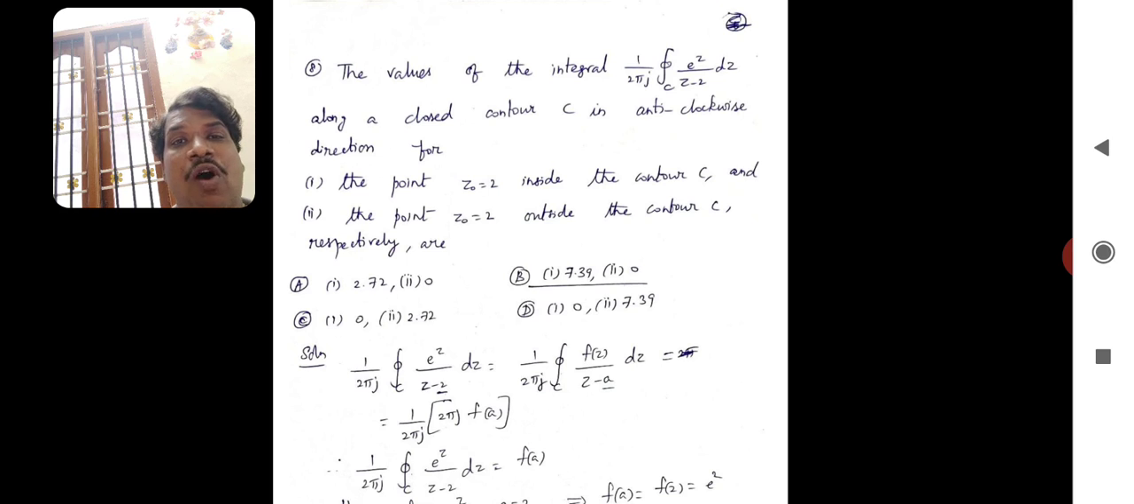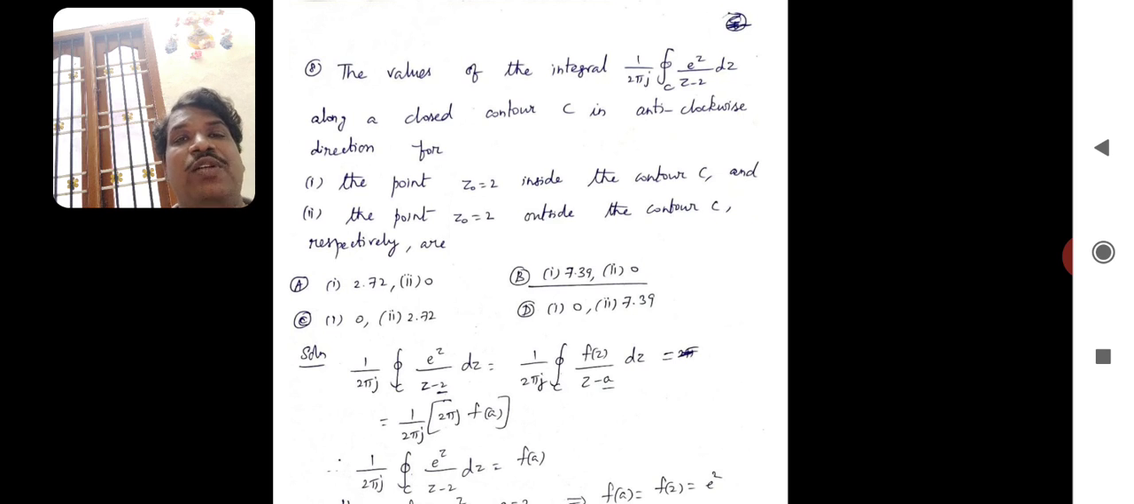By looking at the options roughly, in options C and D the second case answer is non-zero, which is not at all correct. So either option A or B is going to be correct. Now to confirm, we go for the first case. That is, we consider z0 equals 2 lying inside the contour C.